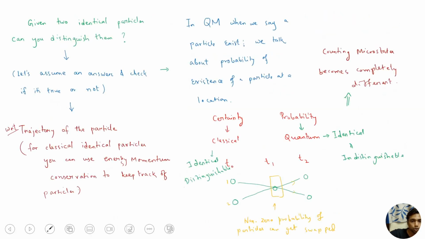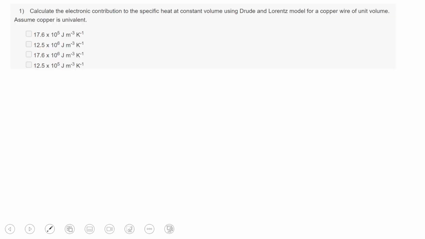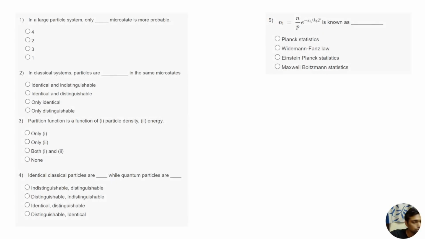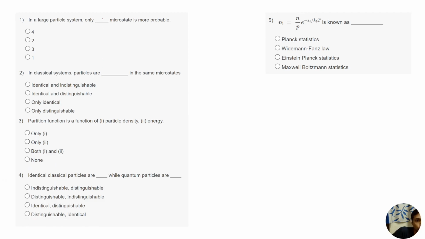So the correct answer would be, anyone else would like to tell the first question answer? Large particle system, one only. Okay, since it is said that only one microstate is more probable, I hope this part is clear why it is only one.